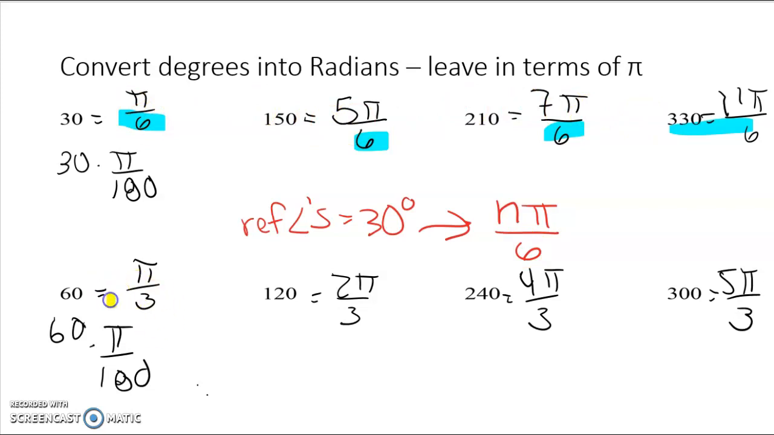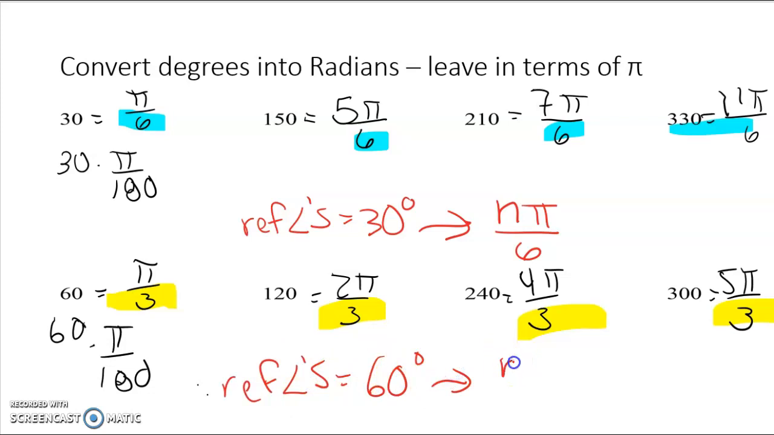Then, what happens here? Oh, it looks to me we have another pattern. It looks like reference angles equal to 60 degrees yield n pi over 3 pieces. All of these are in reduced form, and they all have a denominator of 3.